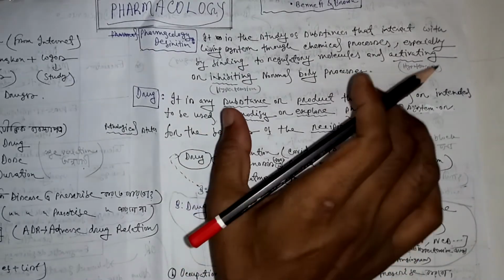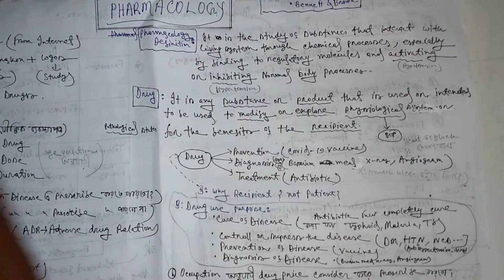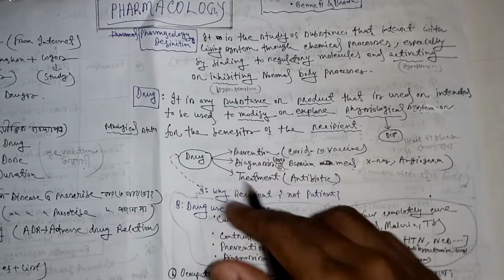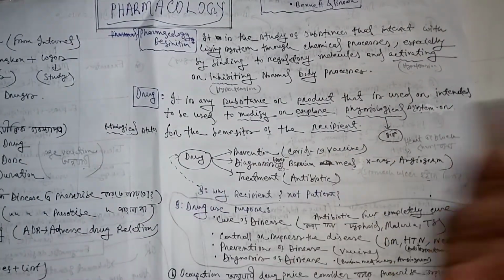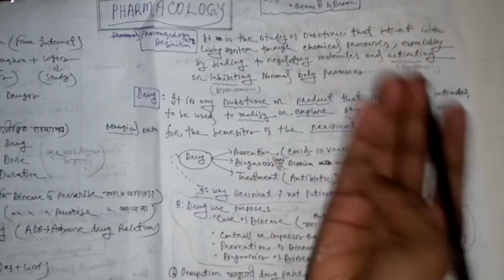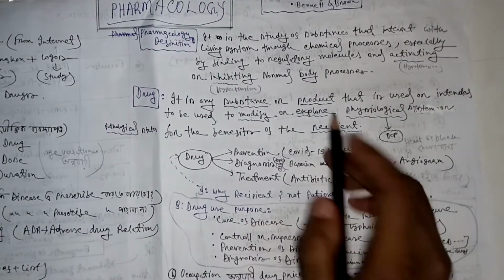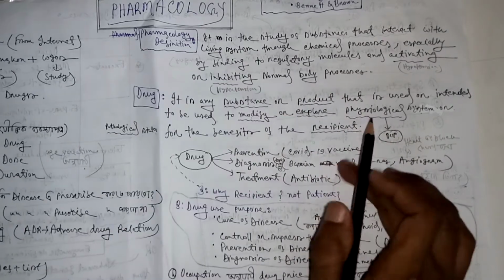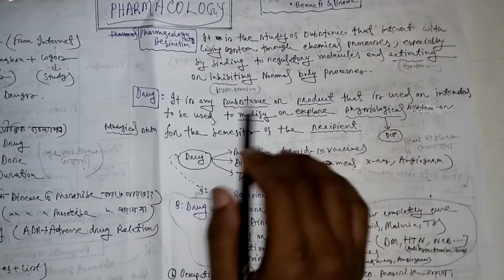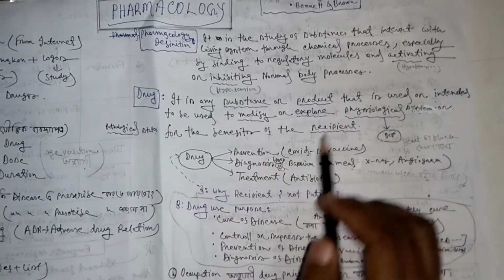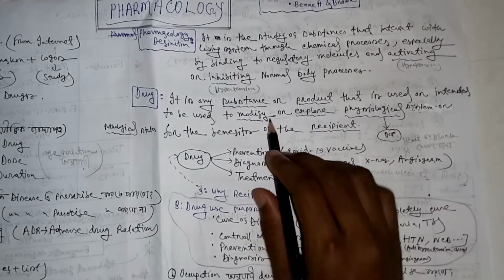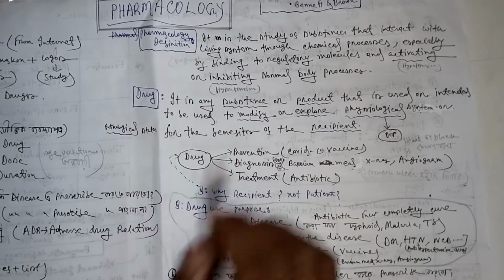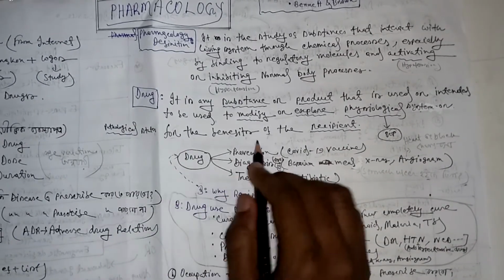So this is the most important definition, and here you can also find some terminology that needs explanation. Okay, so any substance, we know substance can be gaseous, liquid or solid, okay, or product. Already these are the same actually, substance or product. Then it is used to modify or explore the physiological system. I mean it will modify the physiological system or explore the physiological system or pathological states for the benefit of the recipient.